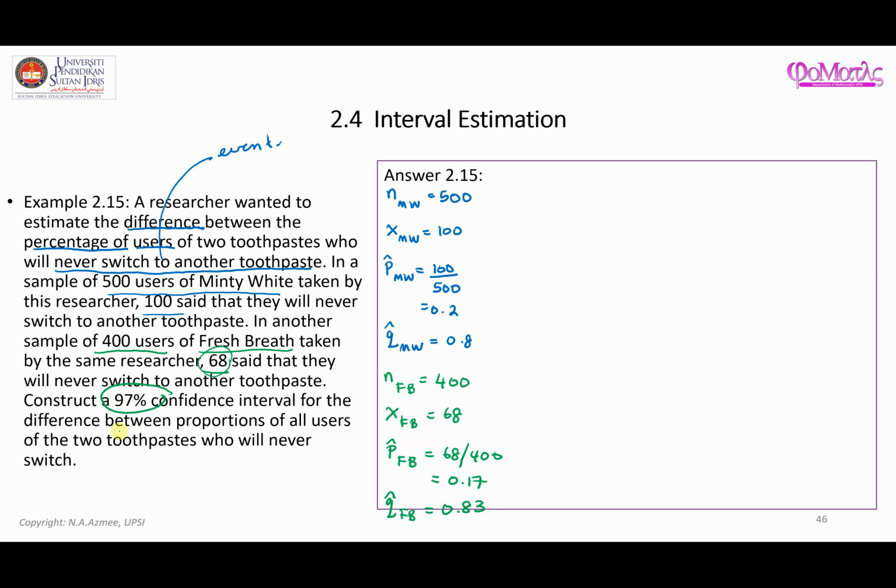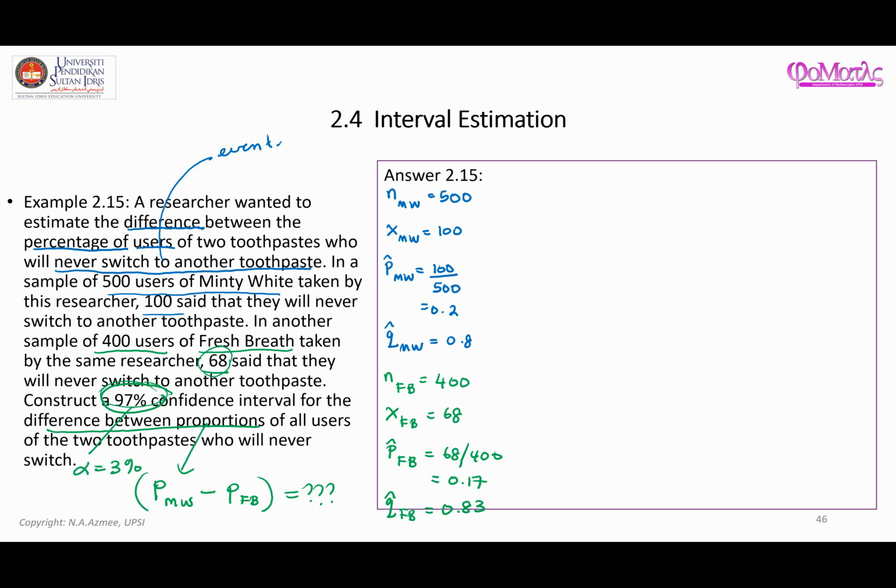So this is the information listed down here, and in particular the question is asking you to find the 97% confidence interval for the difference between proportions of all users. So let's say the difference between proportions is the population proportion for minty minus the population proportion for fresh breath. This is what we want to find the interval estimation for. And since the confidence level is 97%, we know that alpha is going to be equal to 3%, which is 0.03.